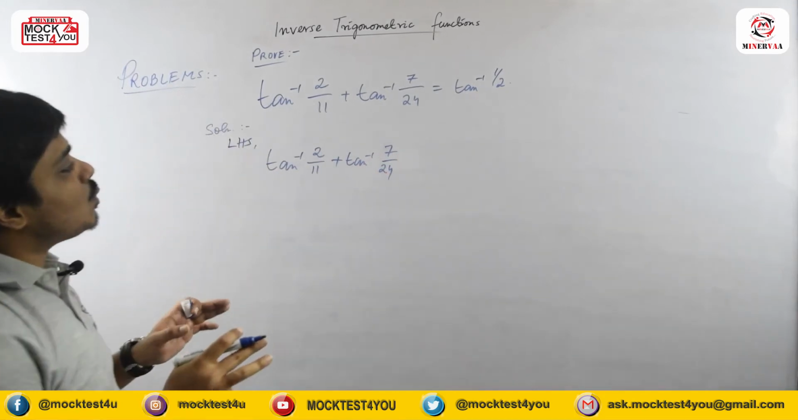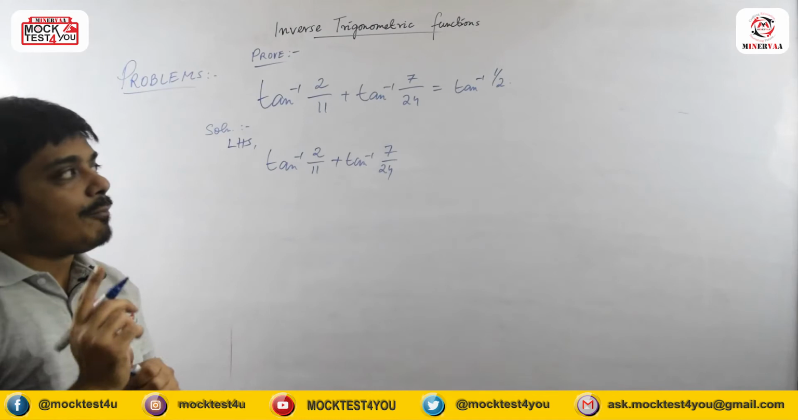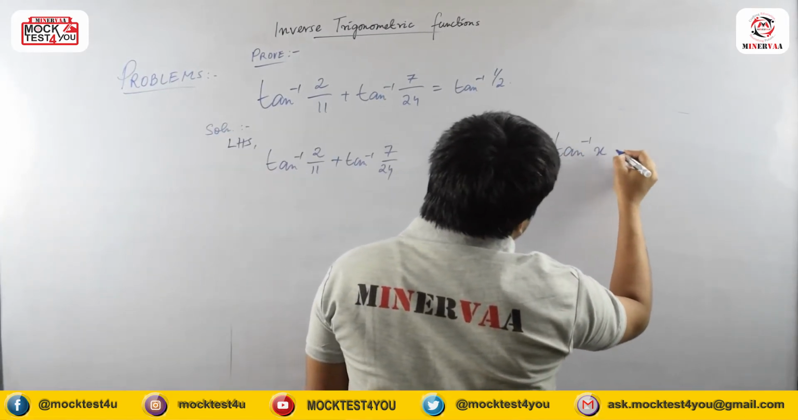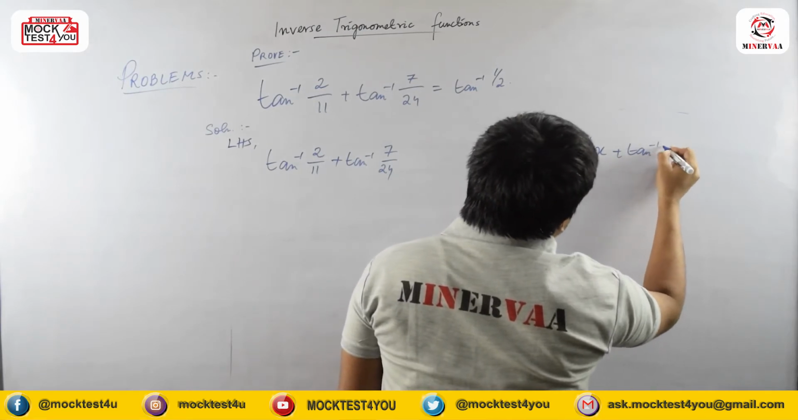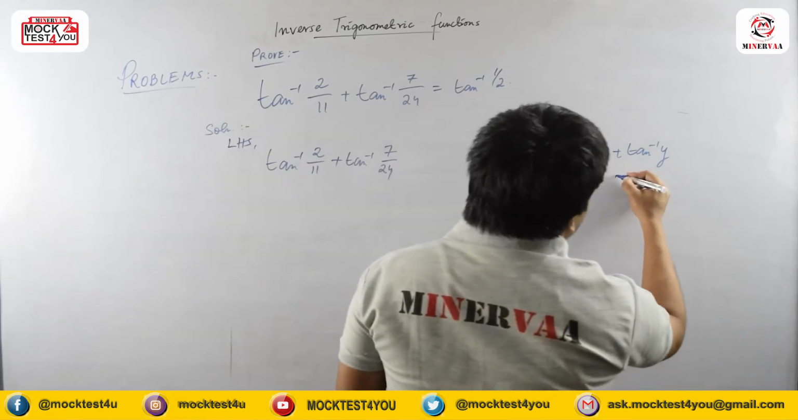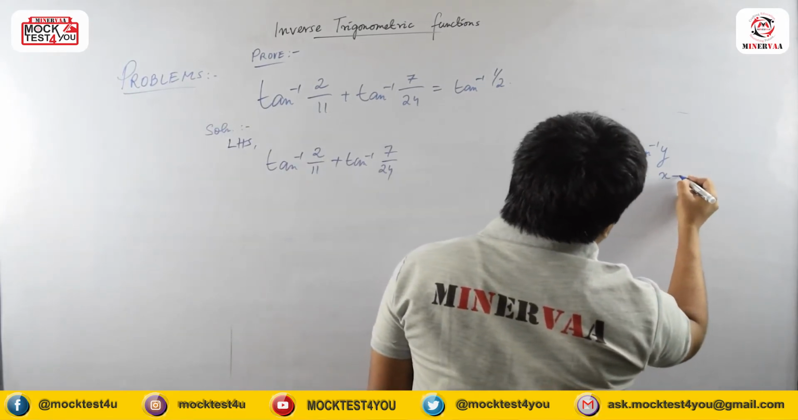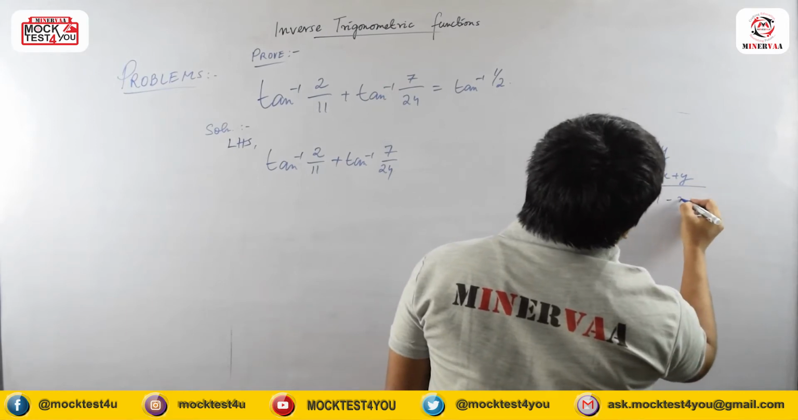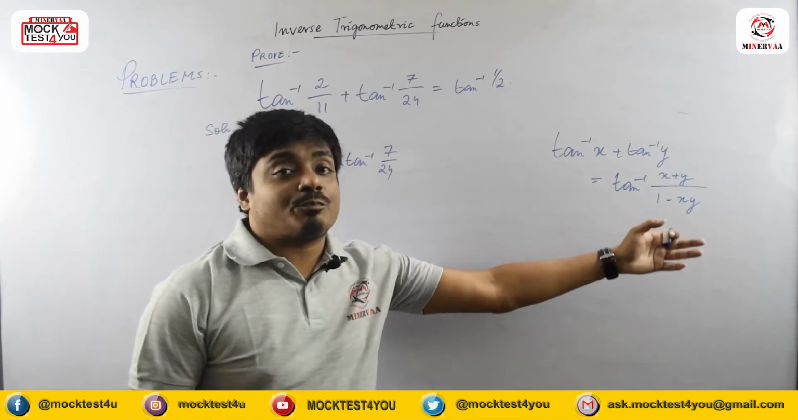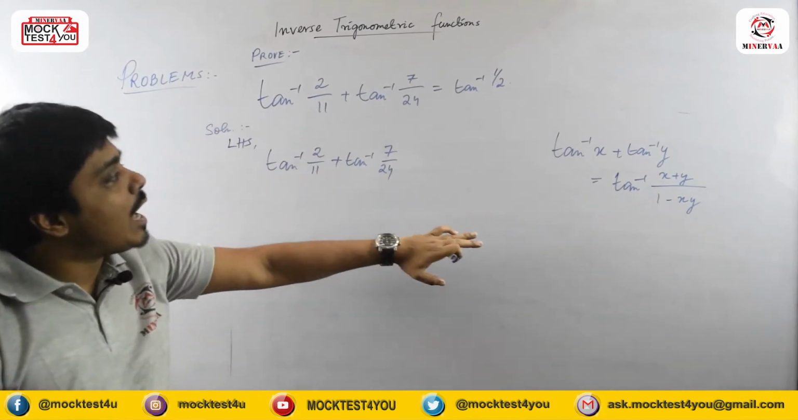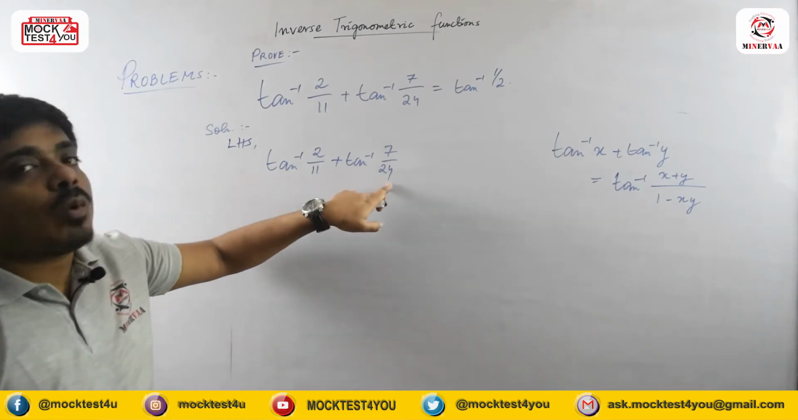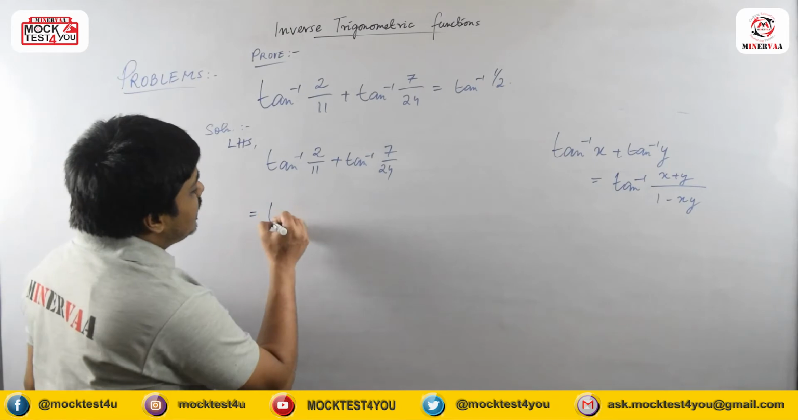Now when I write this one, the thing which comes to my head is a property which we have learned in today's class, that is tan inverse x plus tan inverse y is equal to tan inverse of (x plus y) divided by (1 minus xy). This is the property which we have learned today. So we are going to apply that property in here, because we can see the tan inverse x plus tan inverse y form. So if I apply that, what do we get?